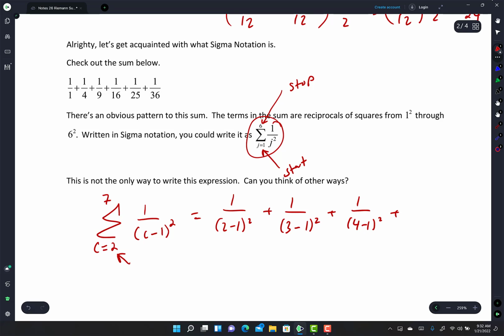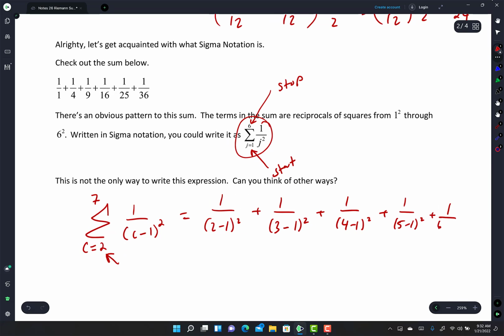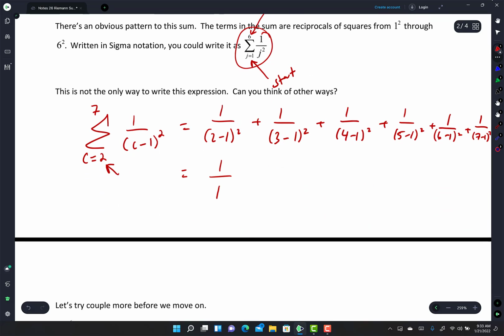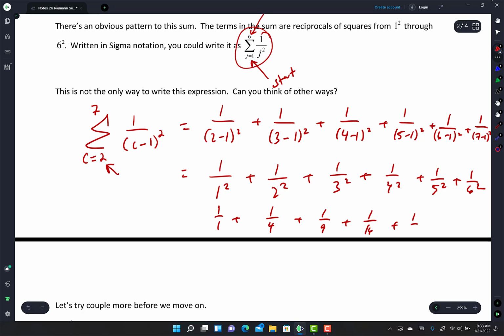plus 1 over 5 minus 1 squared plus 1 over, am I going to be able to fit the last one? 6 minus 1 squared plus 1 over 7 minus 1 squared. Is it the same? 1 over 1 squared? Yeah, it's the same, guys. So there is an infinite amount of ways. And trust me, they do. But not right now. Yeah, it could be like 1 over cosine x.